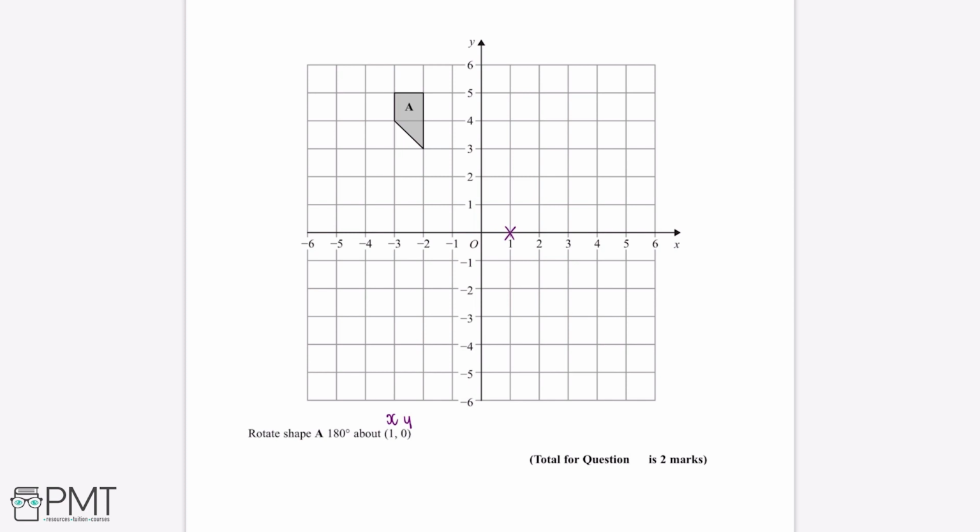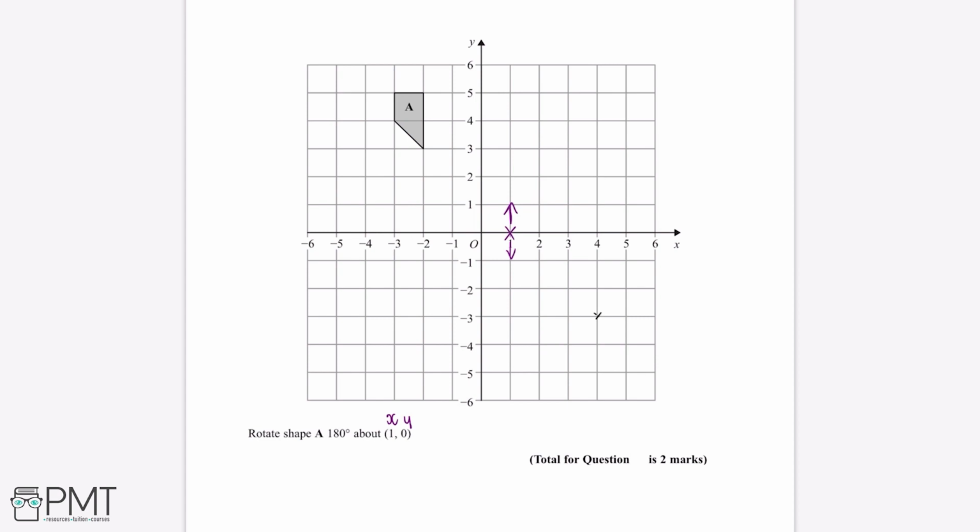So now in order to rotate this shape, we can use tracing paper. So we can place the tracing paper on this coordinate grid, and then we can draw over this shape. Now if we draw an arrow pointing upwards, and then place our pencil on the point 1, 0, then if we rotate this tracing paper 180 degrees, so that the arrow is pointing downwards, then this will give us shape A after it has been rotated 180 degrees. So we can plot these coordinates.